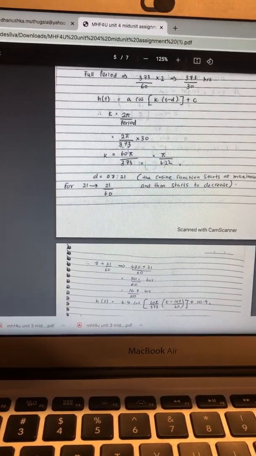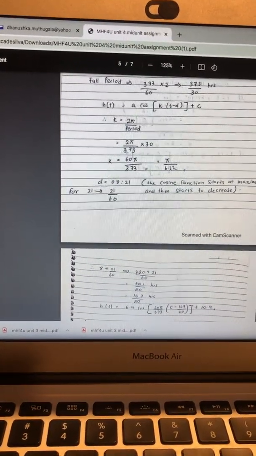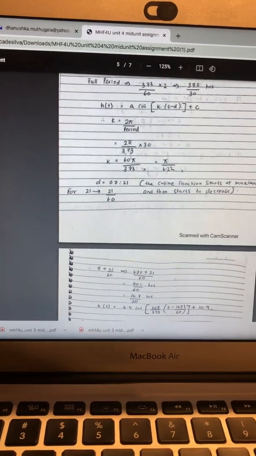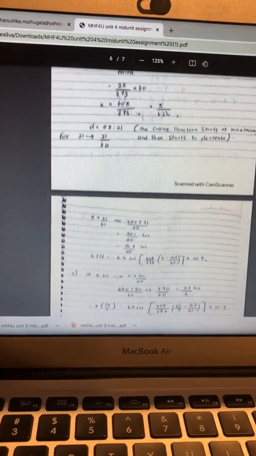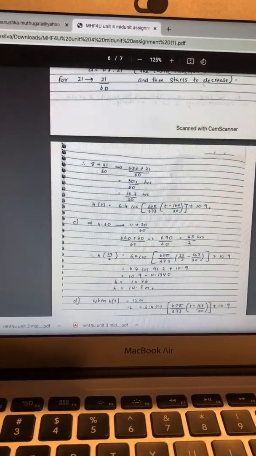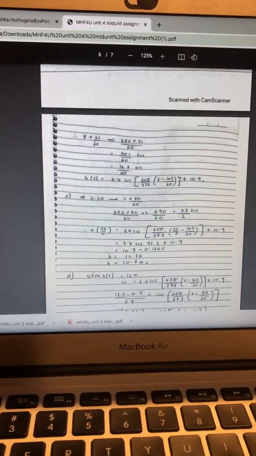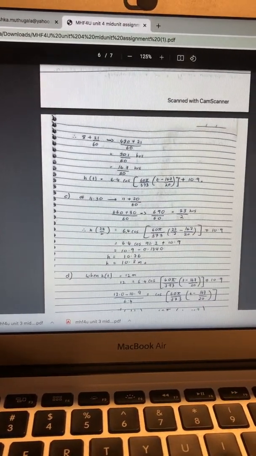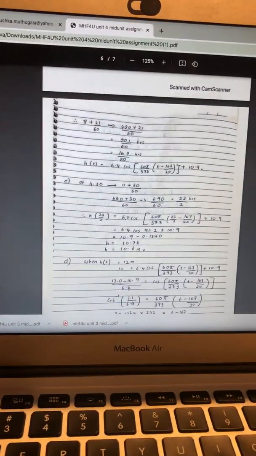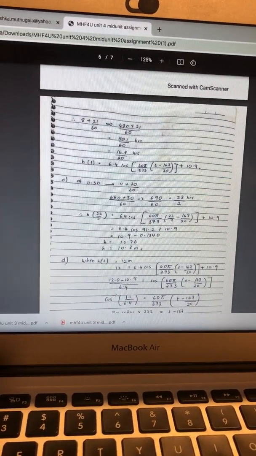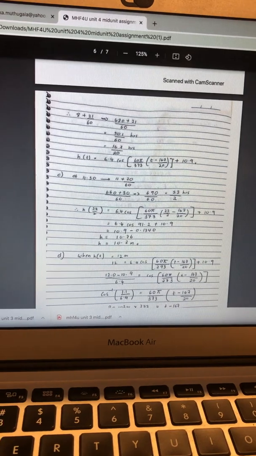So the cosine function starts at the maximum, and then it keeps decreasing and declining. So for 21 by 60, we have to take 8 plus 21 by 60, which is 480 plus 21 divided by 60, which is 501 by 60 hours, which is 167 divided by 20 hours, where H(T) is equal to 6.4 cos within bracket 60 pi by 373 within bracket T minus 167 by 20 closing bracket plus 10.9.